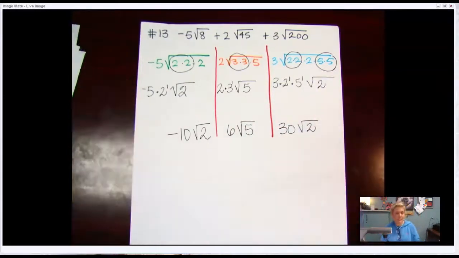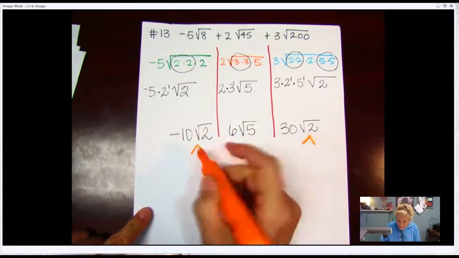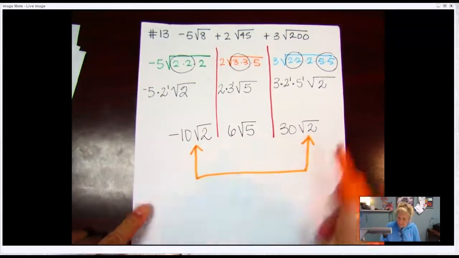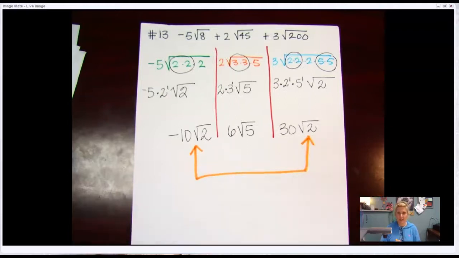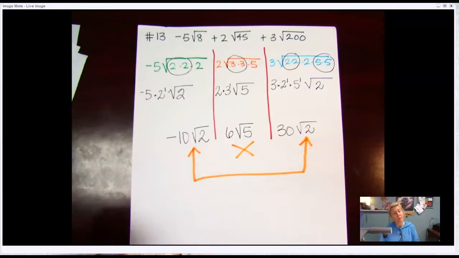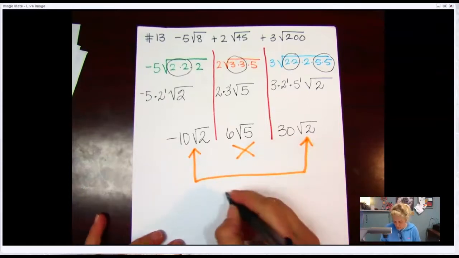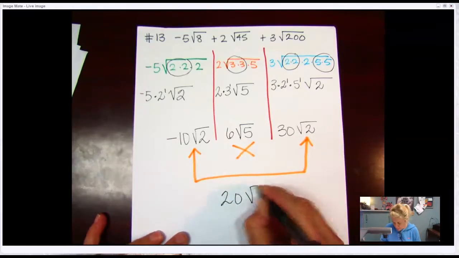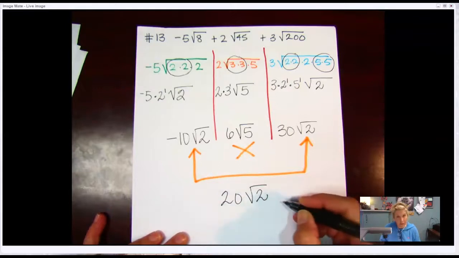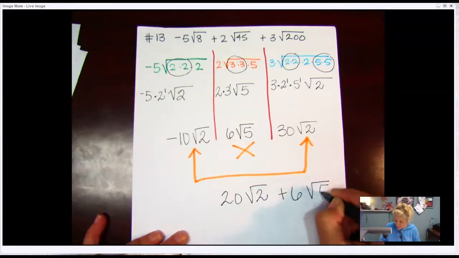So again, just like we did on the previous problem, these 2 can be combined because they have the same radical sign. This square root of 5, that cannot be combined with anything, but it is going to be in our final answer. So a negative 10 and a positive 30, of course, is just 20. So it's going to be 20 square roots of 2. And then we are going to add 6 square roots of 5.